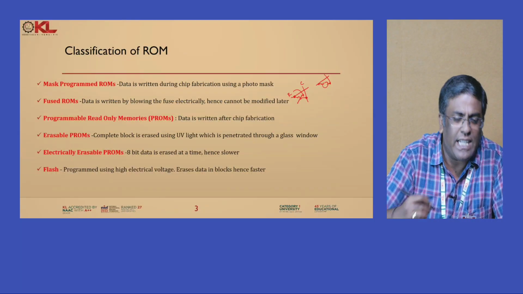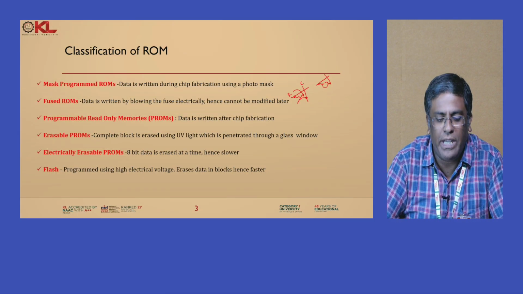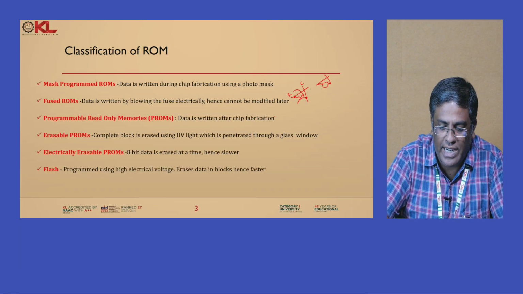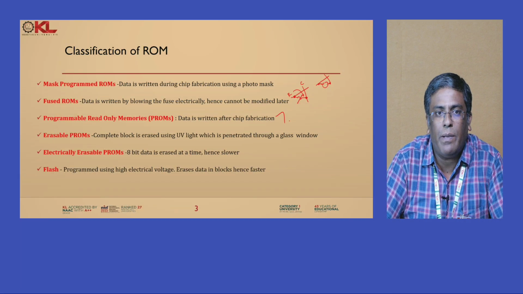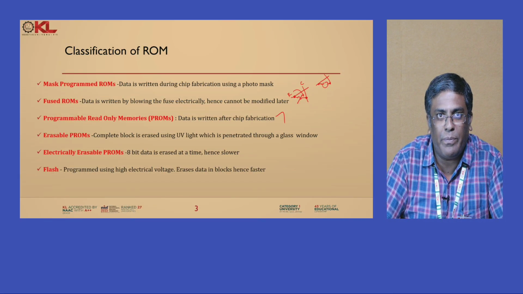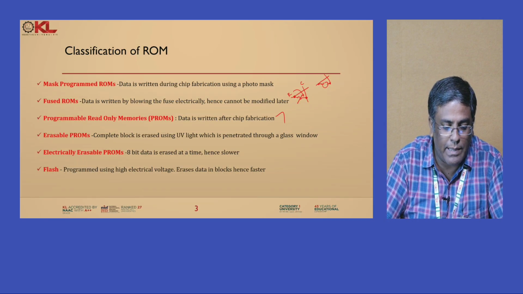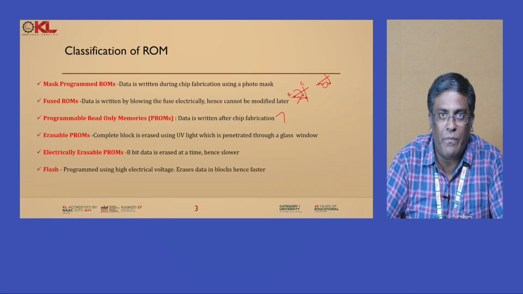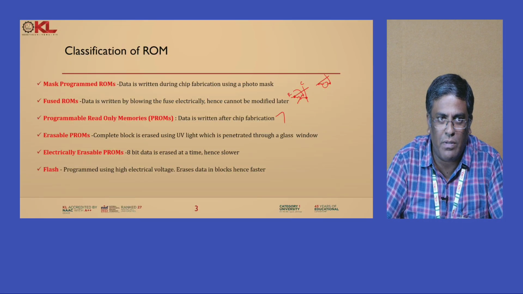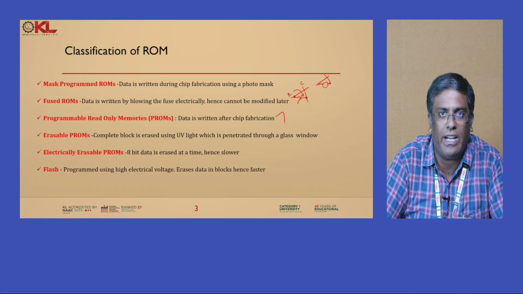And the next category is programmable read-only memory, in short we call it PROM. Here the data is written after the chip fabrication. That is the reason why we name it programmable read-only memory, PROM, and followed by we have erasable PROM, right? In the previous case of PROM, we write it and after that it is not possible to erase. But to make it erasable, we go for erasable PROM.